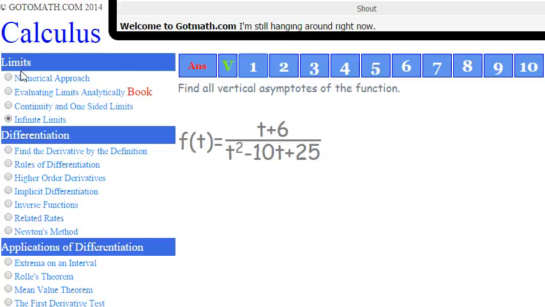We're doing calculus, of course, limits. We're looking at infinite limits, and we're in this section right here. Let's move over to the whiteboard and write down our problem.